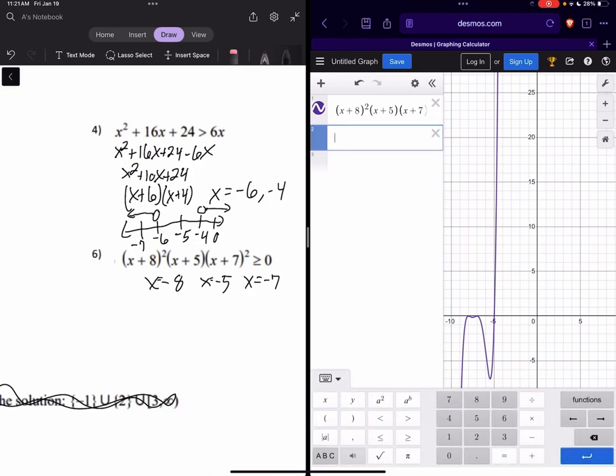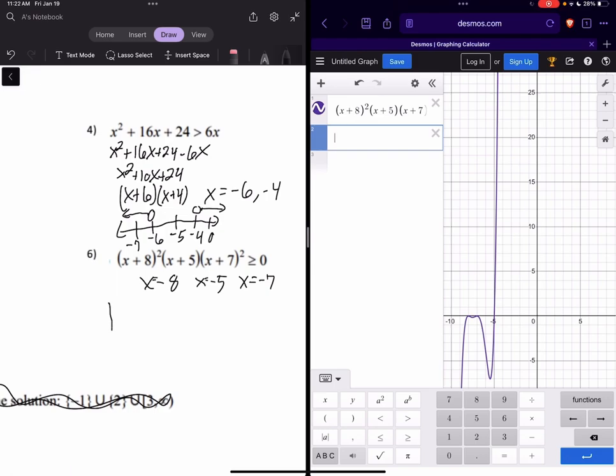And I want to see where this is greater than or equal to 0. My points I'm going to be looking at, -8, -7, -5. So I'm going to choose -7.5 and -6 and 0 and -9.